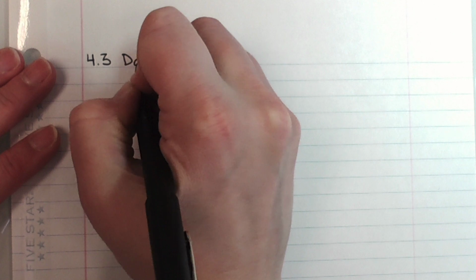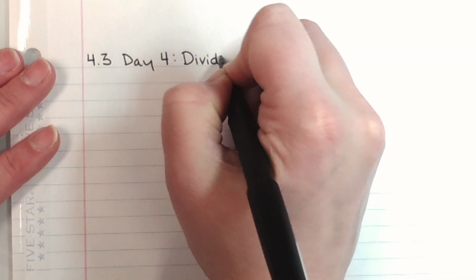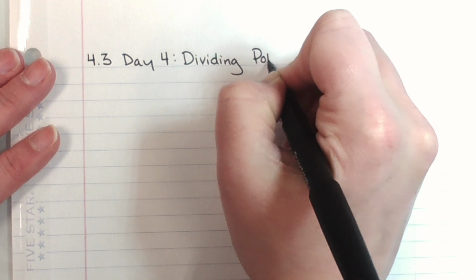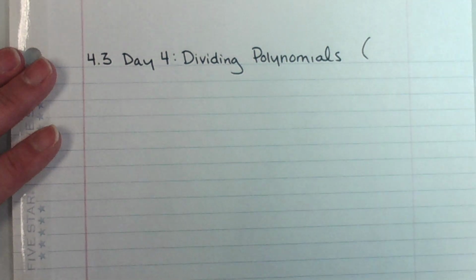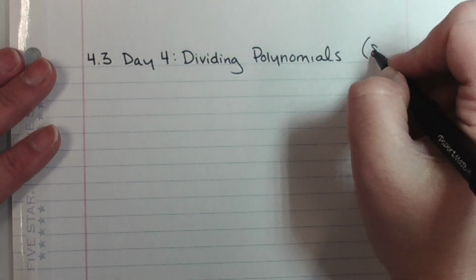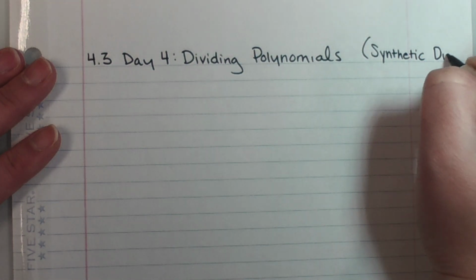Today we're finishing up 4.3 though. Still dividing polynomials. Today we're doing what's known as synthetic division.